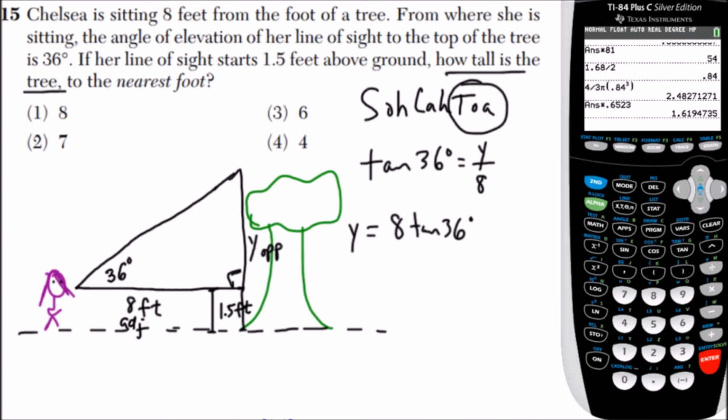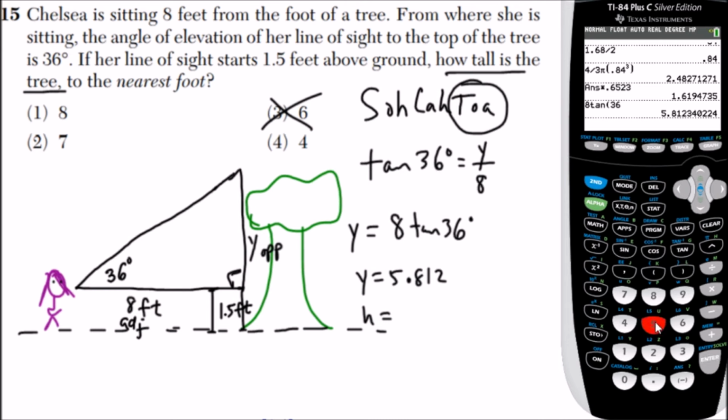And if we type that in, make sure you're in degree mode too, because that will ruin your day. 8 tangent of 36 is 5.812. But the actual height of the tree, we have to remember, don't circle this one. That would be a tragedy. You have to add 1.5 to your answer, because it's 1.5 plus y to the top of the tree. So just do plus 1.5. And then we got 7.3-ish, which rounds to the nearest foot to 7. So for question 15, we're going with choice 2.